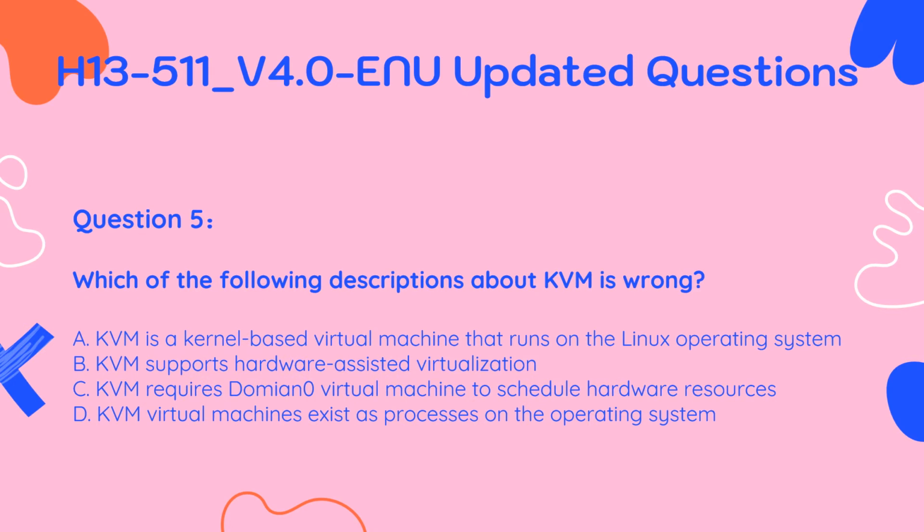Question 5. Which of the following descriptions about KVM is wrong? A. KVM is a kernel-based virtual machine that runs on the Linux operating system. B. KVM supports hardware-assisted virtualization. C. KVM requires a Domain Zero virtual machine to schedule hardware resources. D. KVM virtual machines exist as processes on the operating system.